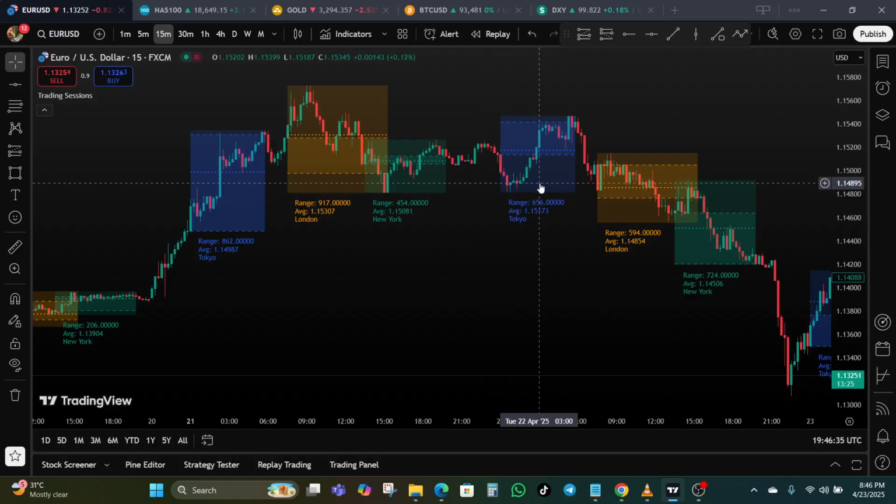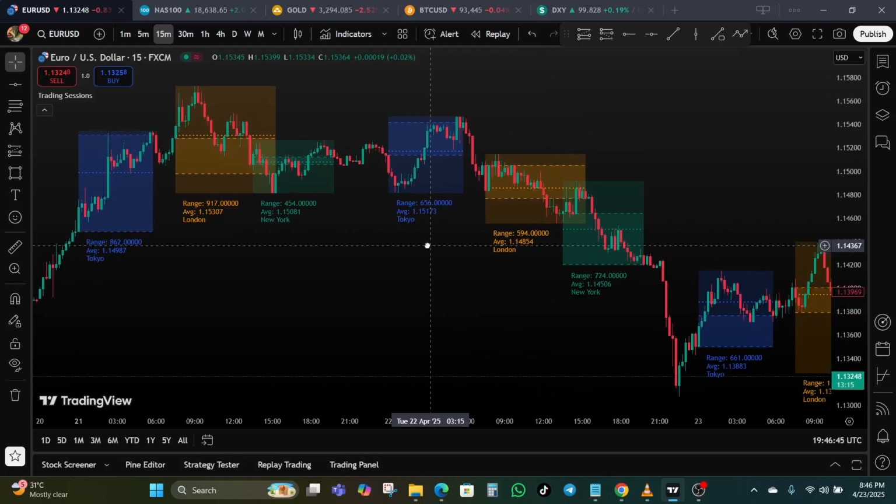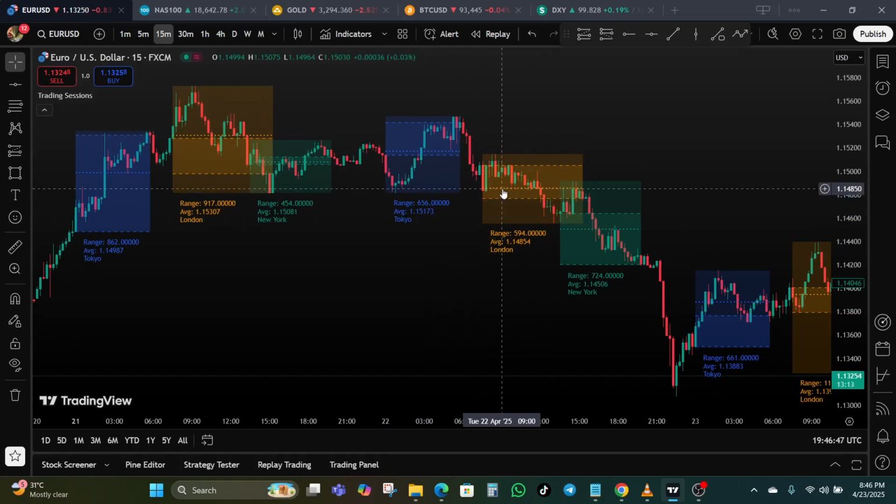Then the Tokyo session kicks things up, especially for JPY crosses. You'll start seeing breakout attempts, and liquidity builds for the next sessions. Then the London session is where serious traders step in. This is when institutional volume enters the market. Major economic news from Europe is released, so you expect strong moves in the euro, GBP, and CHF pairs. If you are a breakout or momentum trader, this session is your playground.